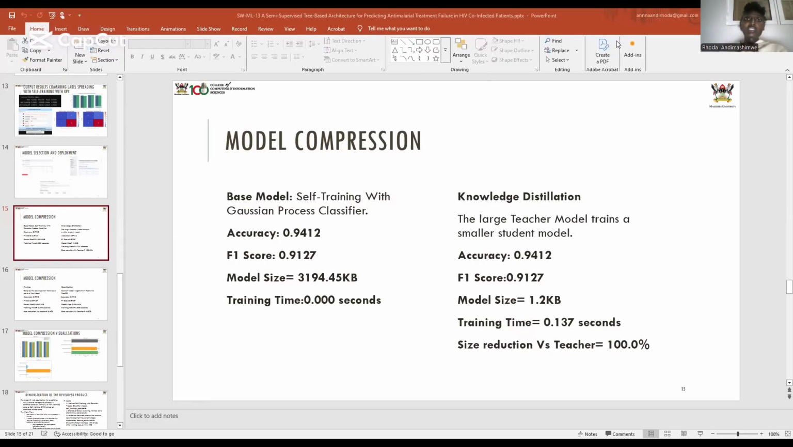There. This is engineering SWML 13. Today we're going to talk about model compression.